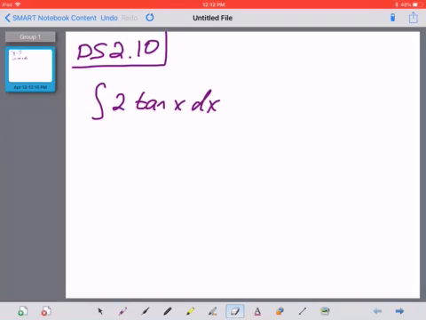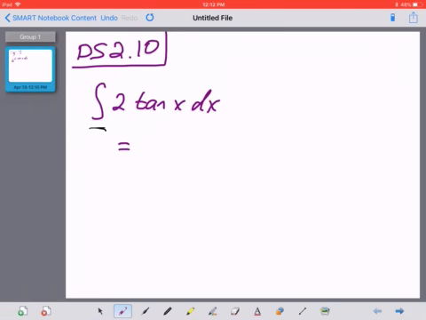So the question I was asked was for D&S Exam 2, problem number 10, which says that for x between 0 and pi over 2, an antiderivative of 2 tangent of x is, and we're supposed to figure that out. So what I'm hoping I'm not giving away right here is that when they're asking for an antiderivative, that's really just the same thing as doing an indefinite integral of that particular function. So let's get working on this one.